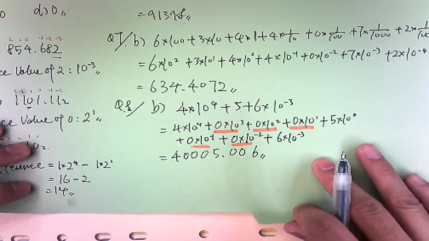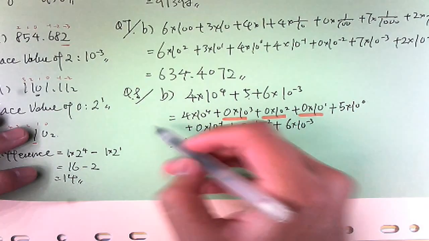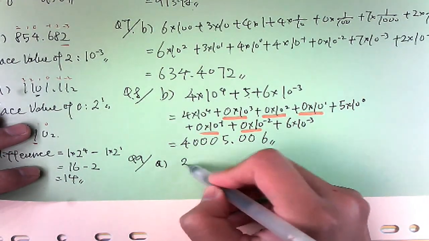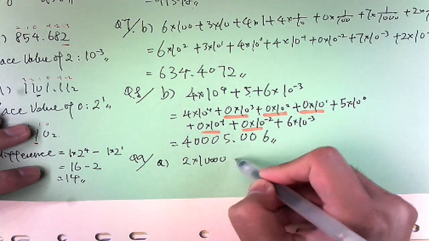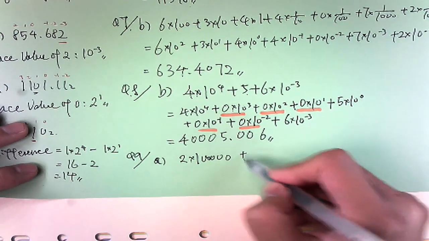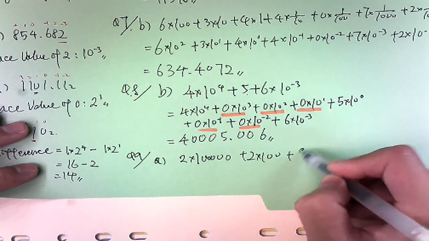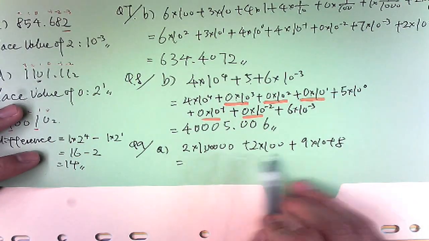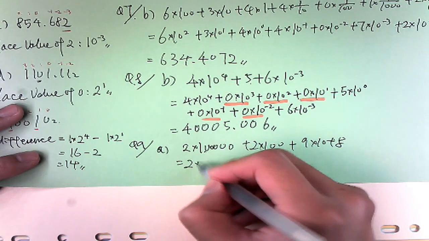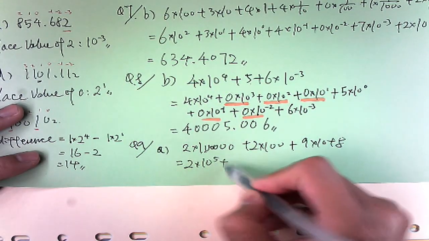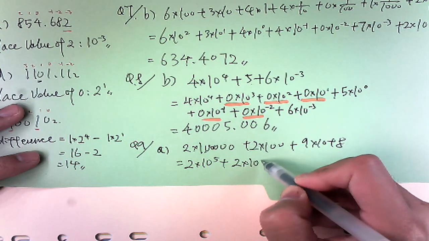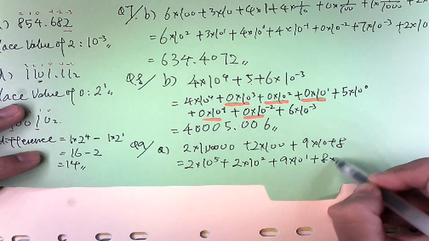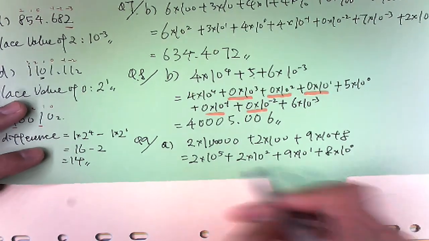So go to next, okay, go to question 9, okay. I'll do it A. It's 2 times 100,000, and then plus 2 times 100, plus 9 times 10, plus 8. So we make all these 10 to the power something, understand? It's 2 times 10 to the power 5, and then 2 times 10 to the power 2, and then 9 times 10 to the power 1, plus 8 times 10 to the power 0, understand?